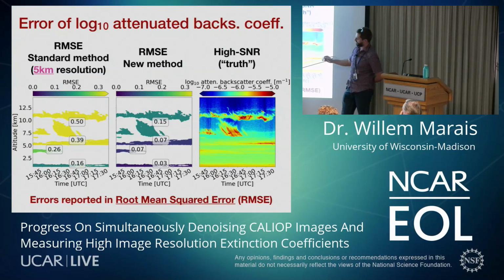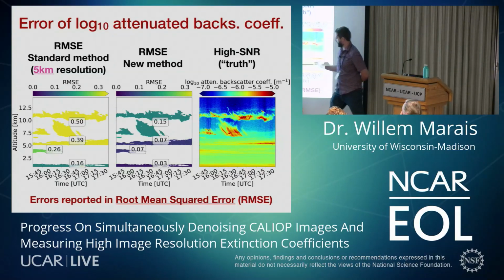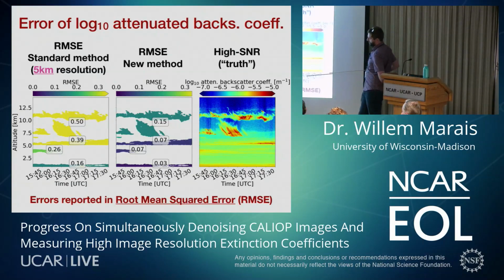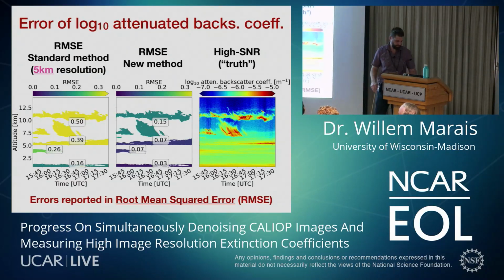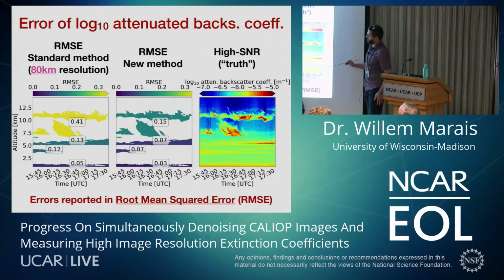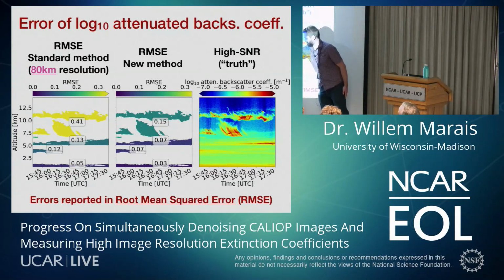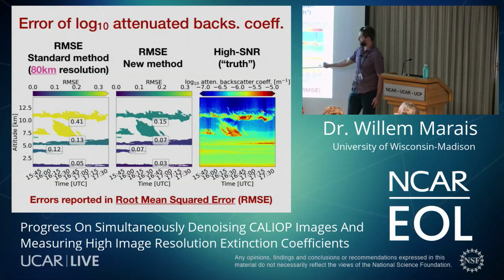Now, what you expect is that if you do more averaging, because the aerosol layer is very uniform, you should get lower root mean square errors for the aerosol layers. So if you do 80 kilometer averaging, meaning that you average the whole scene together to get the attenuated backscatter coefficient for the aerosols, your error does decrease, but it's not as low as with the new methodology that we developed.